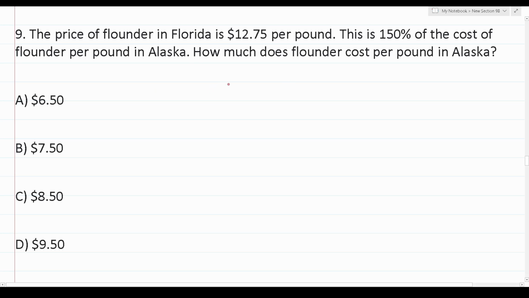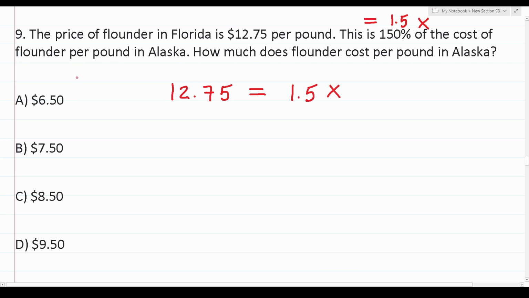Again, we're told that the price of flounder in Florida is $12.75 per pound. What's more, we're told this is, in math, is always equal. So $12.75 is or is equal to 150%. Again, as I said at the beginning of this video, you're always going to express percents in decimal form. Well, 150% in decimal form is 1.5. So this is 12.75 equals 1.5 of the cost of, in math, of is always multiply. So 1.5 times the cost of flounder per pound in Alaska.